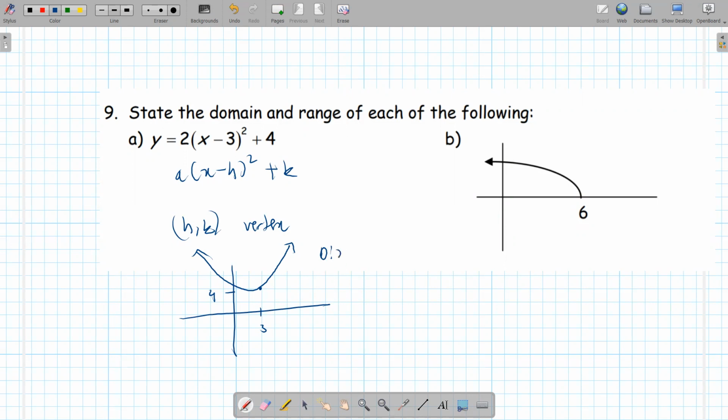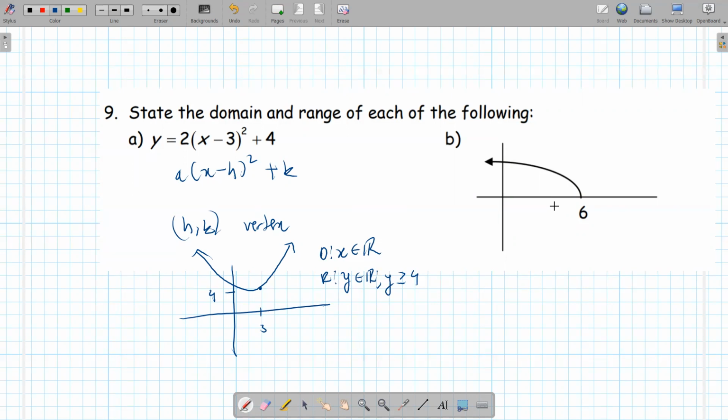Okay, domain. So x can be anything. Yes, x is the set of all real numbers. The range is y more than or equal to what? 4. Yeah, there we go. Perfect, and you're done.